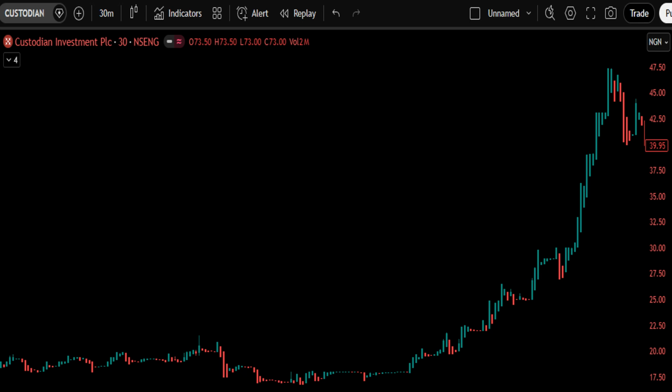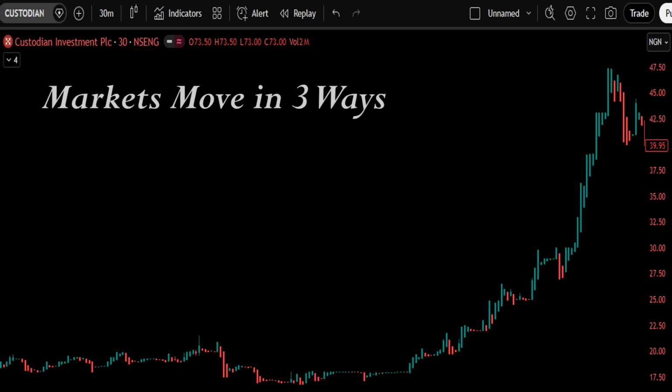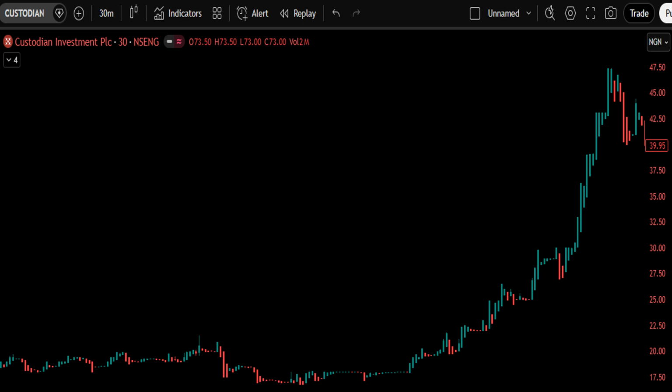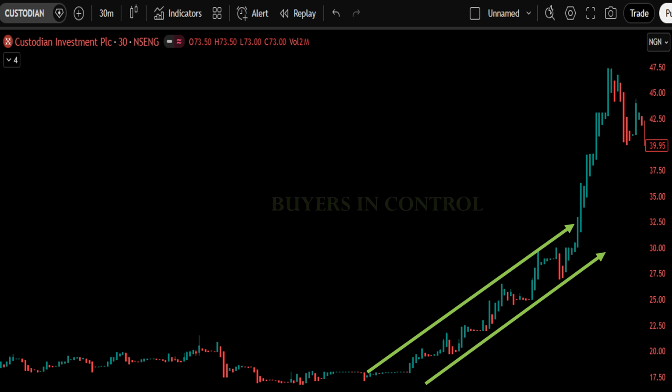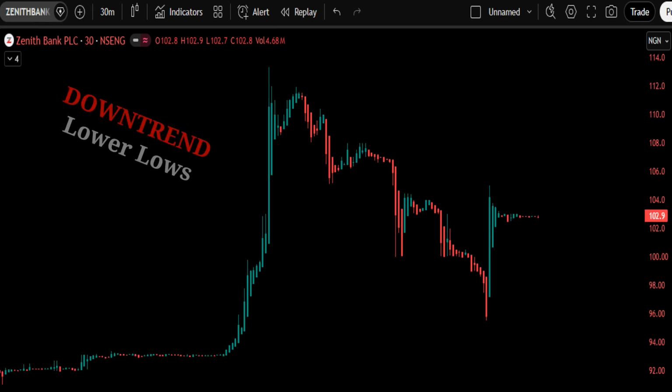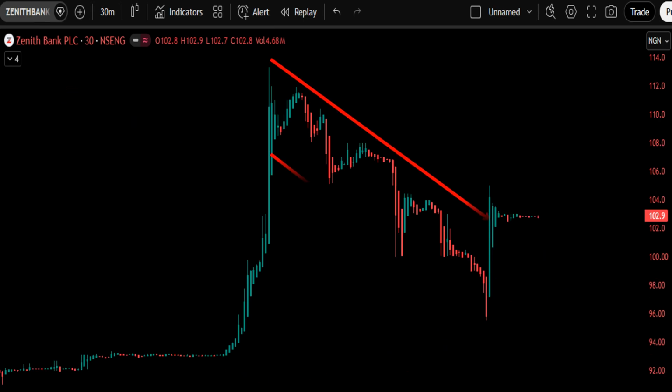Once you understand candles, the next step is identifying market trends. Markets generally move in 3 directions: uptrend, downtrend, and sideways. Uptrend is when price keeps making higher highs and higher lows. This tells you buyers are in control. During strong uptrends, traders usually look for buy opportunities. Downtrend is when price is forming lower highs and lower lows. This tells you sellers are dominating the market. Many traders either sell short or stay out of trade.